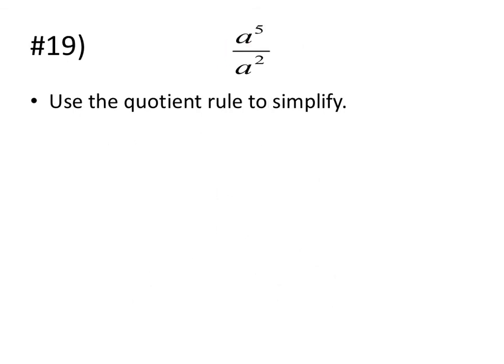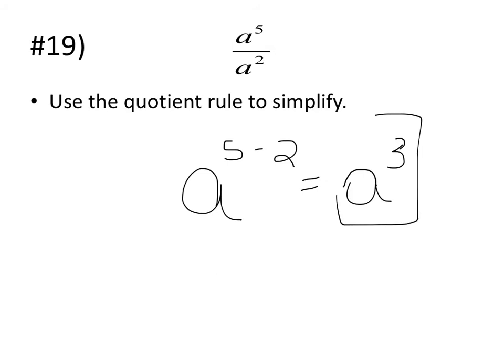All right, now you're dividing. We're using the quotient rule. So now you're dividing like bases. When you're dividing like bases, you subtract. So my like base is a. So you do 5 minus 2. So this is a cubed. A cubed. There you go. Because 5 minus 2 is 3.